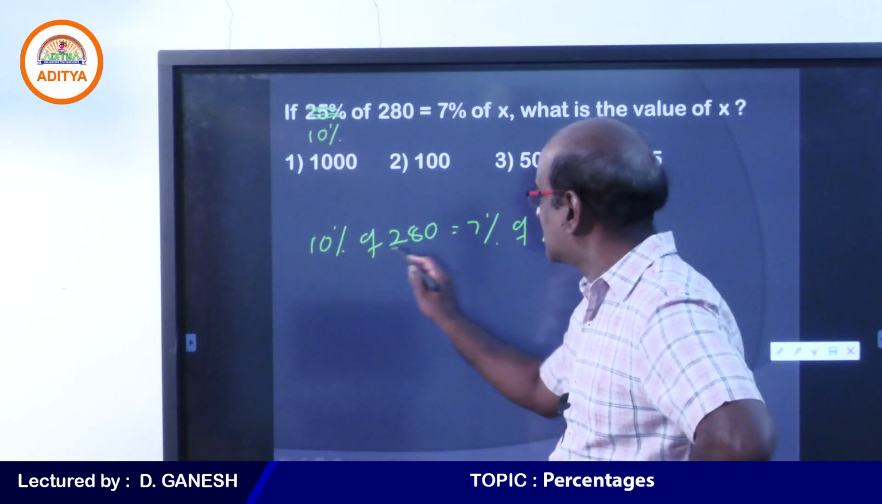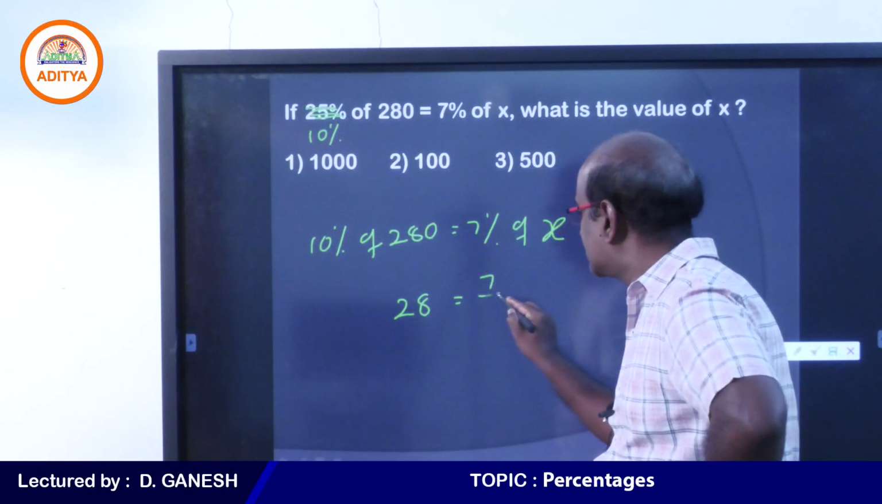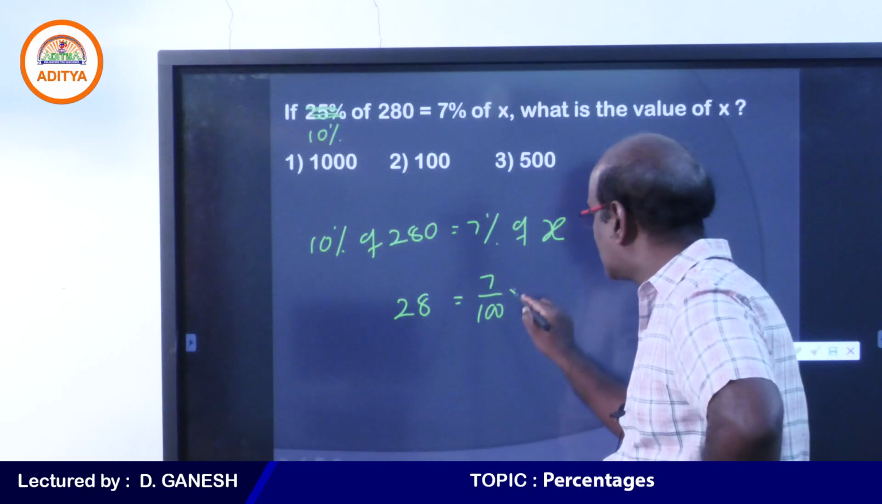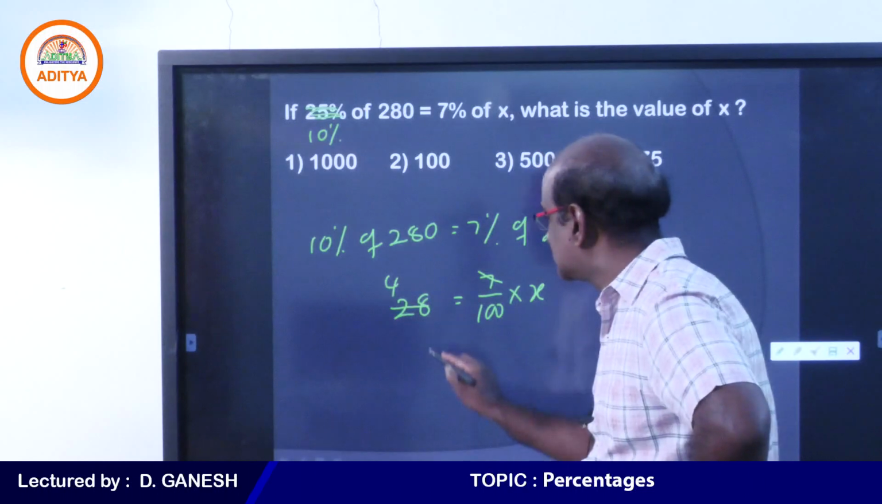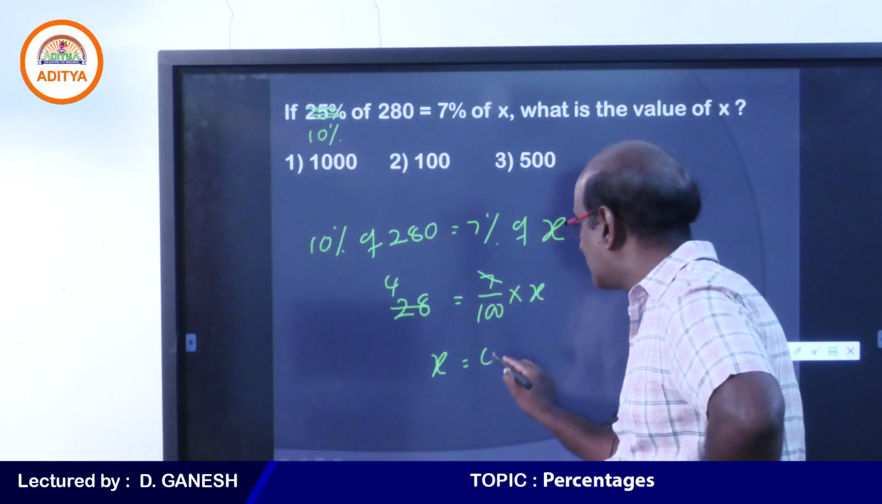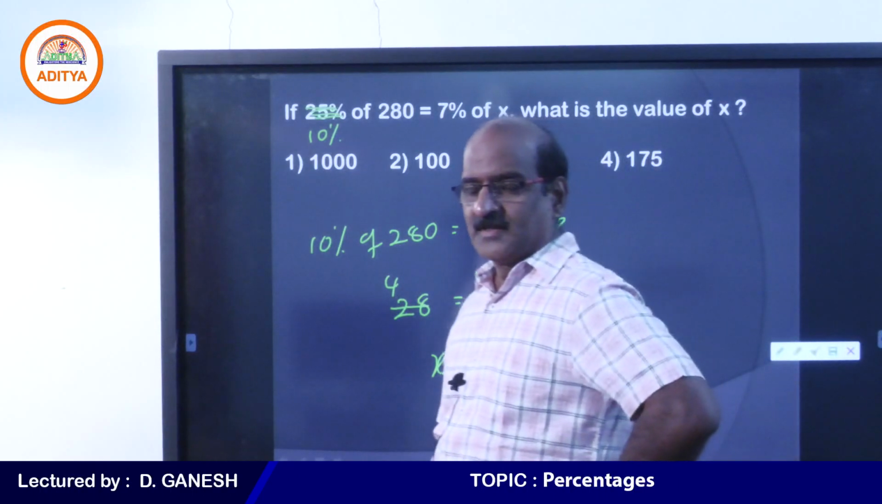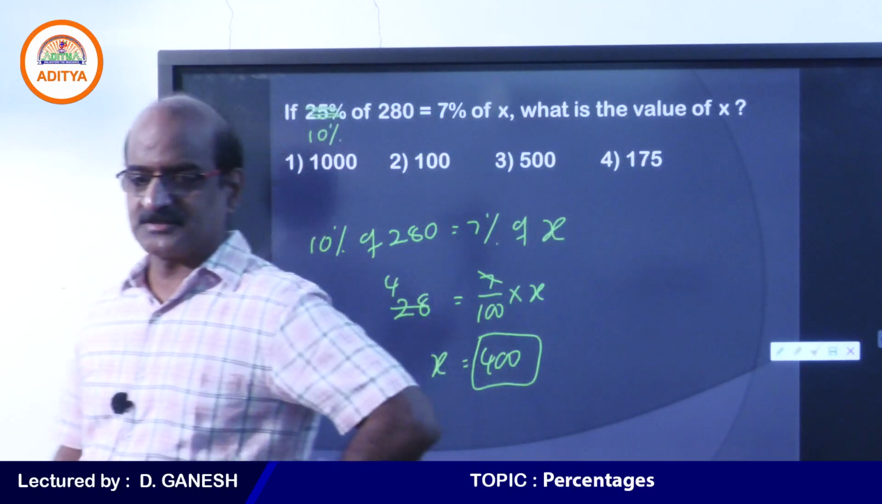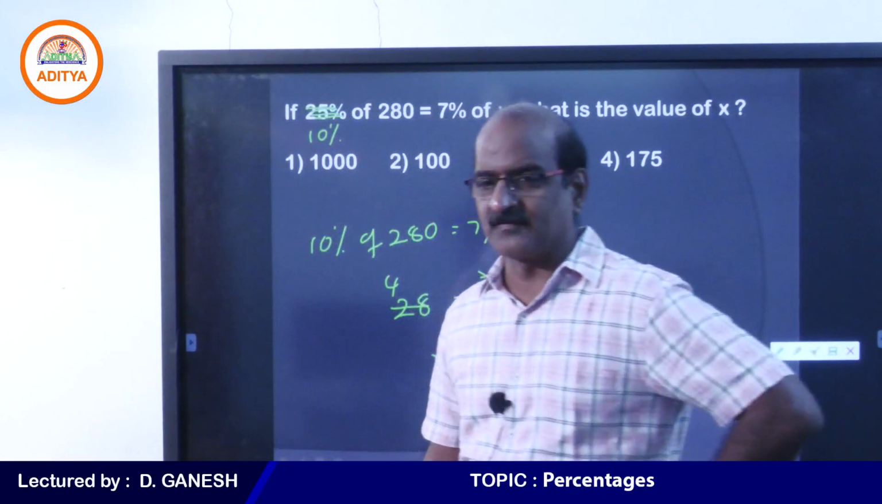So 10% of 280 is 28. So 28 is equal to 7 by 100 into X. So 7 cancels for 4 times. Therefore X is equal to 4 into 100, 400. Therefore X is equal to 400. Yeah, very good. So I think now you are able to answer this kind of questions.